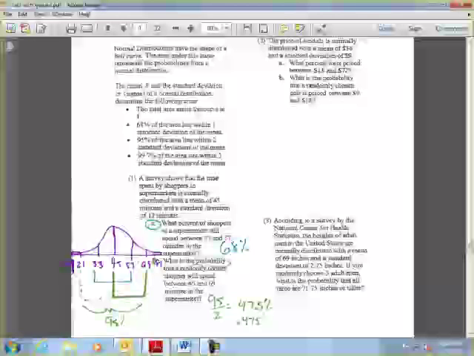Probabilities are supposed to be numbers between 0 and 1. We often turn them into percents, but technically a probability is a number between 0 and 1. So I don't mind if you leave it at the percent, but just know if you go to check your answers, that's why some of them are decimals and some of them are percents. Okay. Questions?